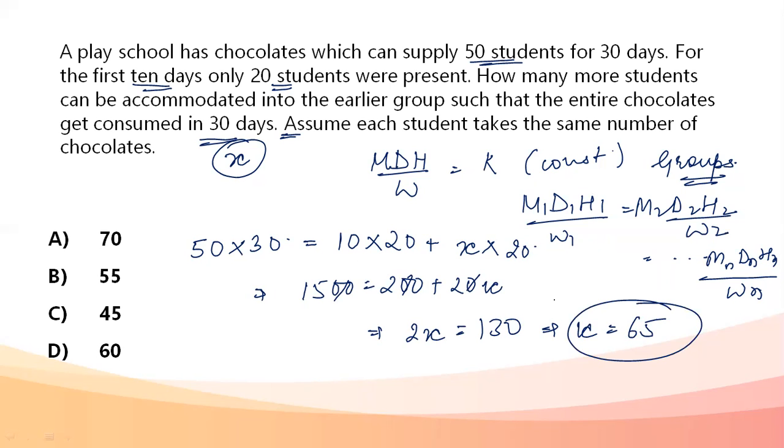I need how many extra students can get into the group. So if 65 is the total number of students that is going to be there, 20 students were already present. So extra students become 65 minus 20, that is 45. My answer is going to be C, 45 students.